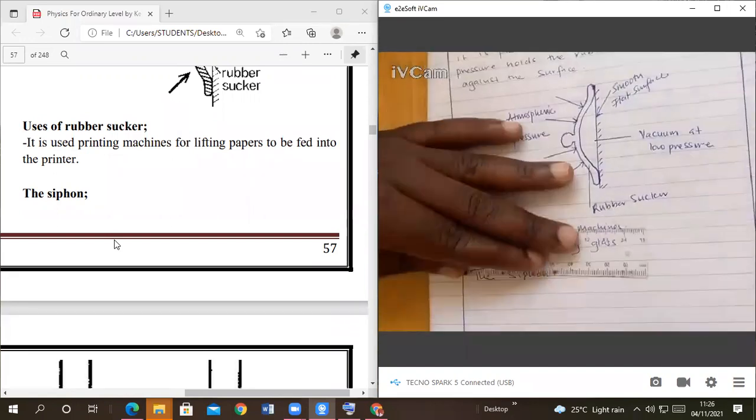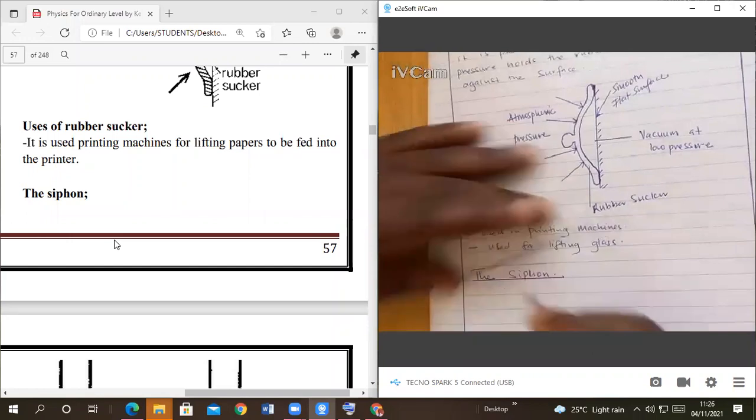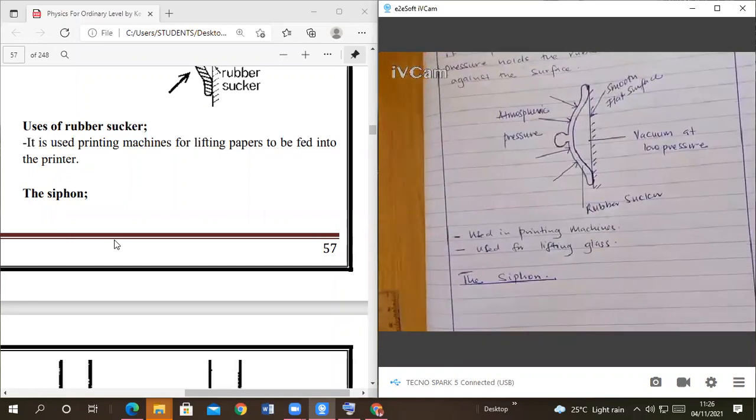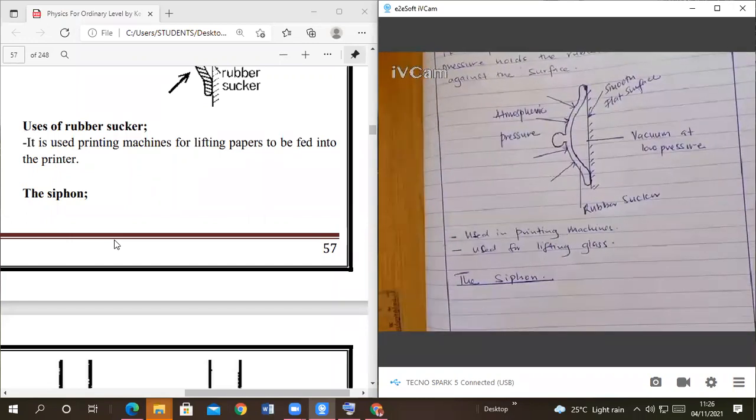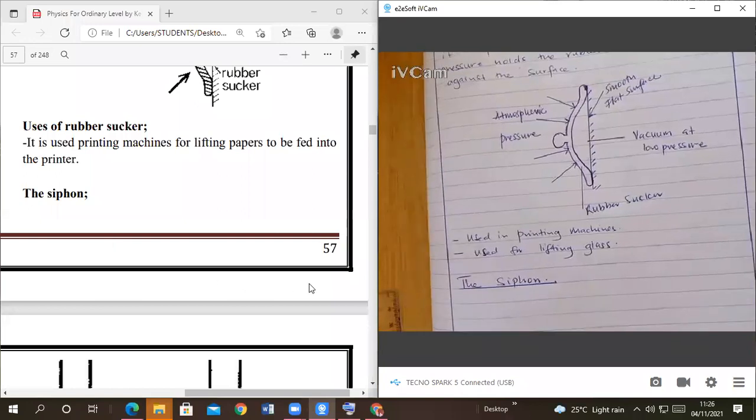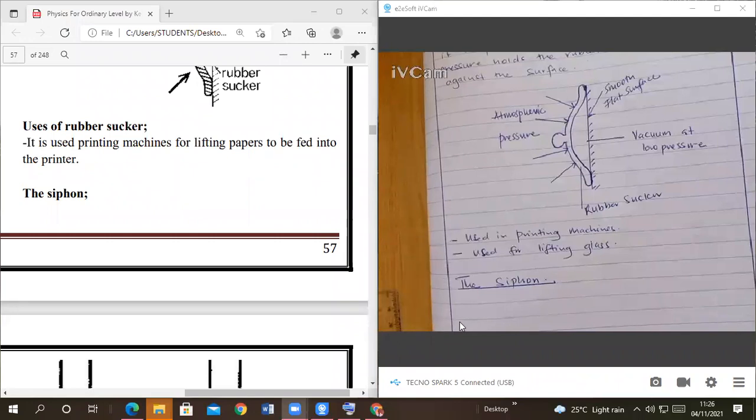The siphon. What's a siphon? Who can tell us? What do you understand by a siphon? What do you understand by the term siphon? Or what do you know about a siphon?